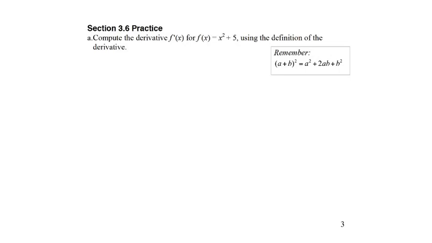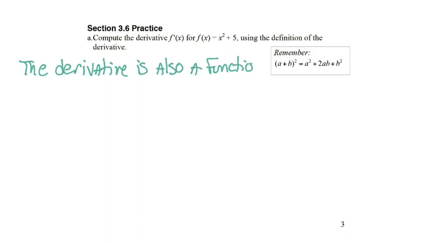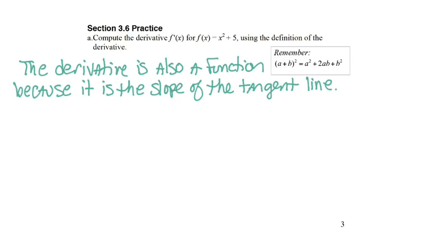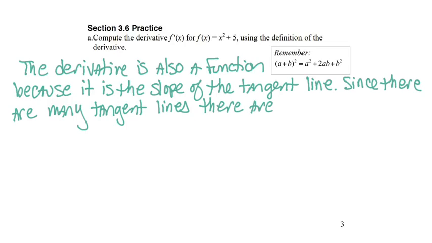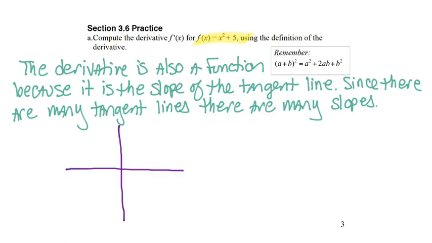Okay, so now let's make sure you understand what just happened and what the derivative really means. The derivative is also a function, right? It was 2x. And that is because it is the slope of the tangent line. And since there are many tangent lines, there are many slopes. So let's look at it. We are working with the equation x squared plus 5. So if I was to graph this, I have an upward parabola transposed up 5. So here is my x squared plus 5 equation.